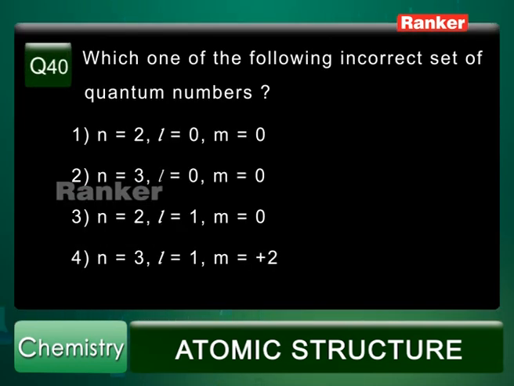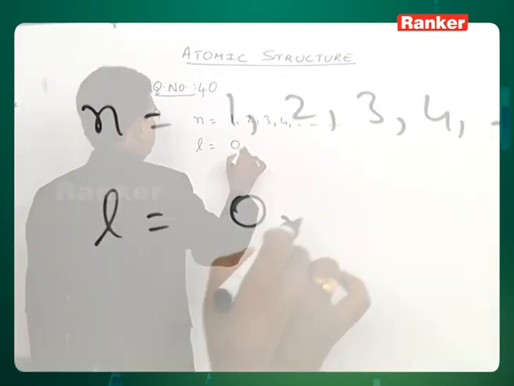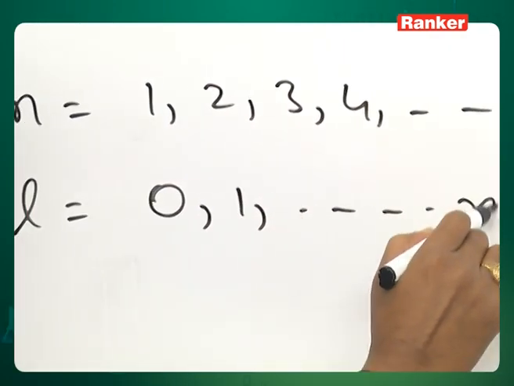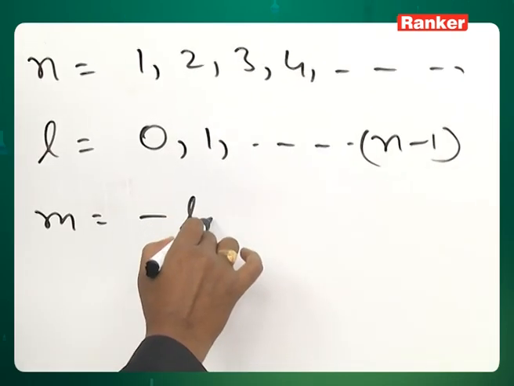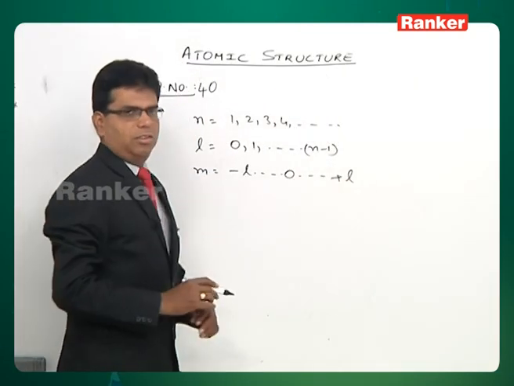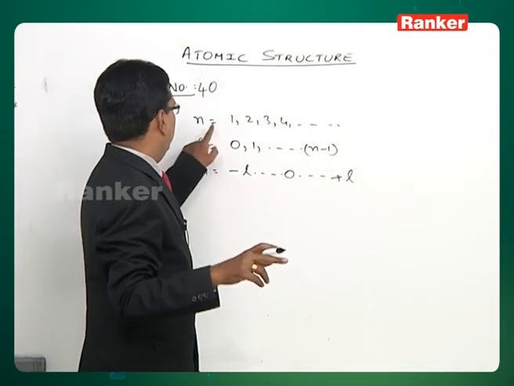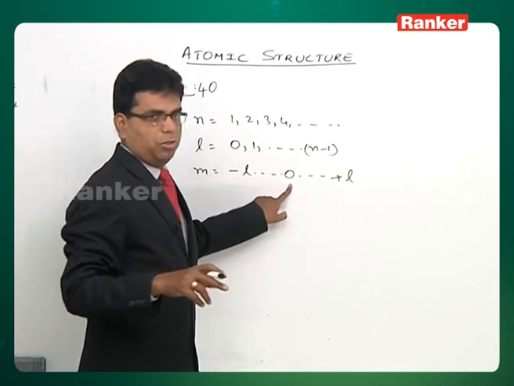Which one of the following is the incorrect set of quantum numbers? n equal to 2, l equal to 0, m is equal to 0. First of all, n will take the values 1, 2, 3, 4. Then l will take the values from 0 to n minus 1. And m takes the values from minus l, 0 to plus l. These are the rules. So when n is equal to 2, l can be 0. When l is 0, m can also be 0.